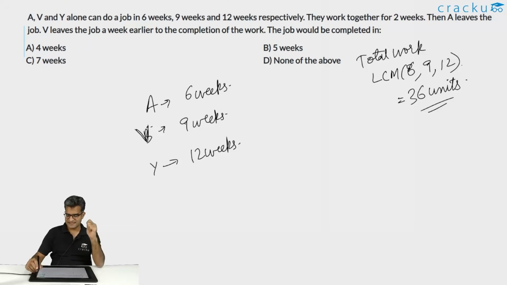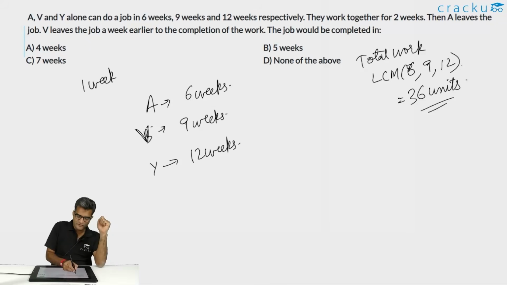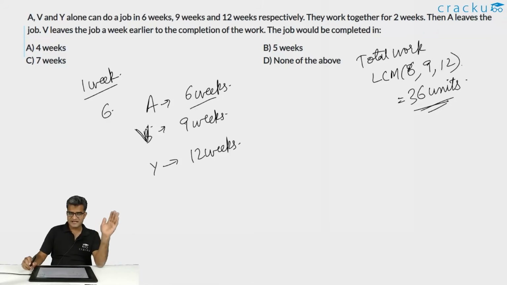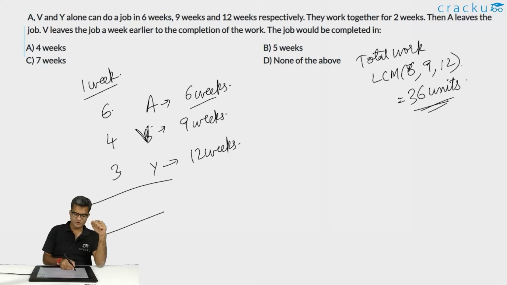So A takes 6 weeks to do 36 units of work. So in 1 week, the amount of work A will do will be 36 divided by 6, which is 6 units. B takes 9 weeks to do 36 units of work. So the amount of work B does in 1 week is 4 units. Y takes 12 weeks to do 36 units of work. So every week he is going to do 3 units. So when all 3 of them are working together, the total work that they will do is 6 plus 4 plus 3, which is 13 units per week.